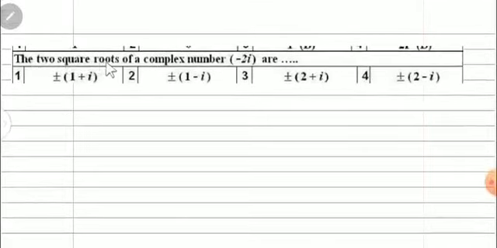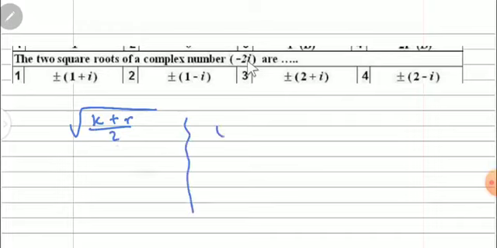The two square roots of a complex number, which is -2i, are one of these options. So here he wants us to find the square root of this number, which is -2i. Okay, I have this rule: plus or minus the square root of (x plus r) over 2, and here the same thing, but here (-x plus r) over 2. This is the square root.